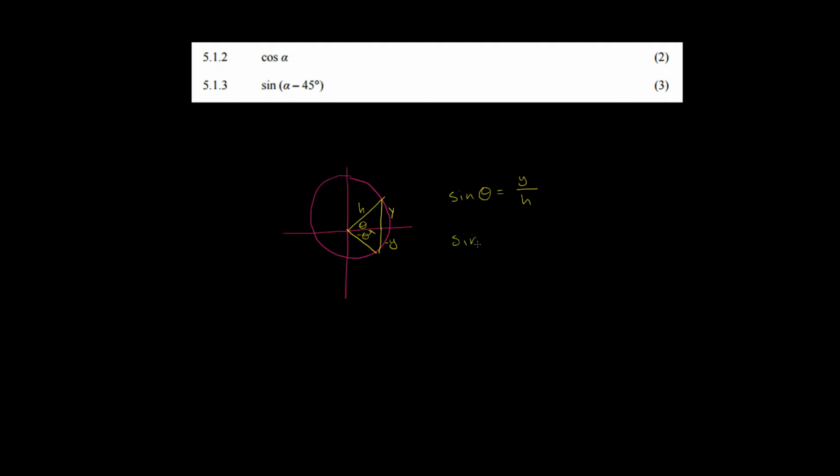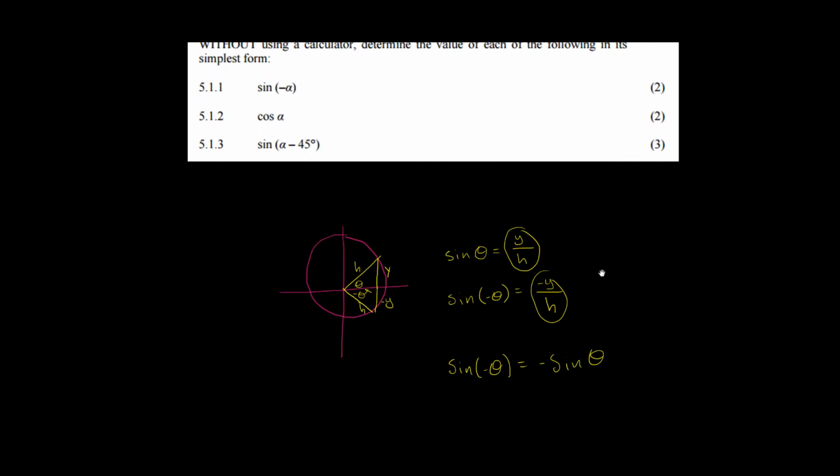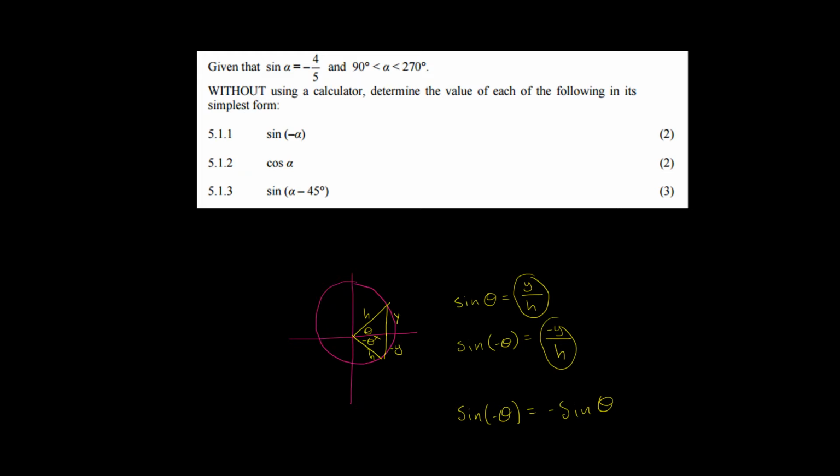What's my sine going to be? So my sine of negative theta is equal to now opposite, which is negative y, over my hypotenuse, which is still h. And this is just the negative value of this. So if it's negative value of y over h, that means it's just the negative value of sine theta. So from there we can say sine of negative theta is equal to negative sine of theta. Awesome.